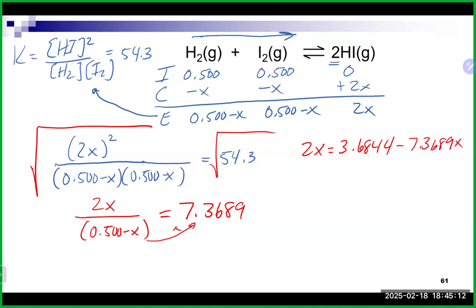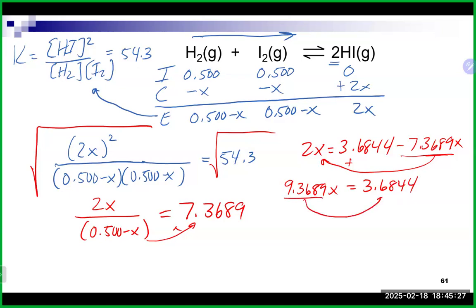At this point, we want to combine our x's. So in this case, we're going to add this to the other side. And that's going to get us a 9.3689x is equal to 3.6844. We're then going to divide that guy back to the other side. That's going to give us an x is equal to 0.393 in this case. Any questions on that there?